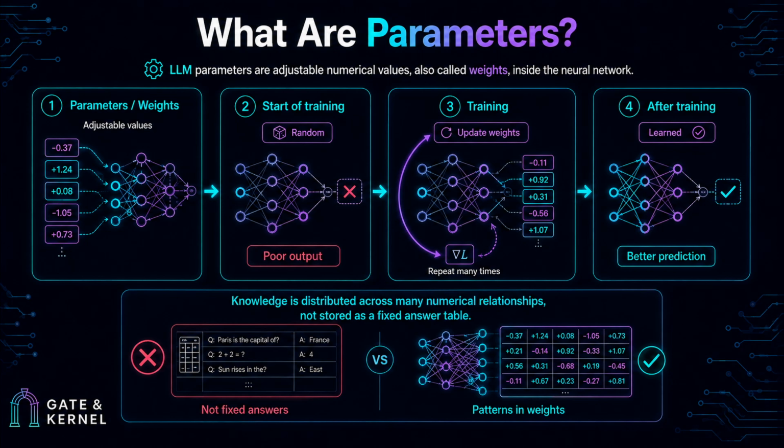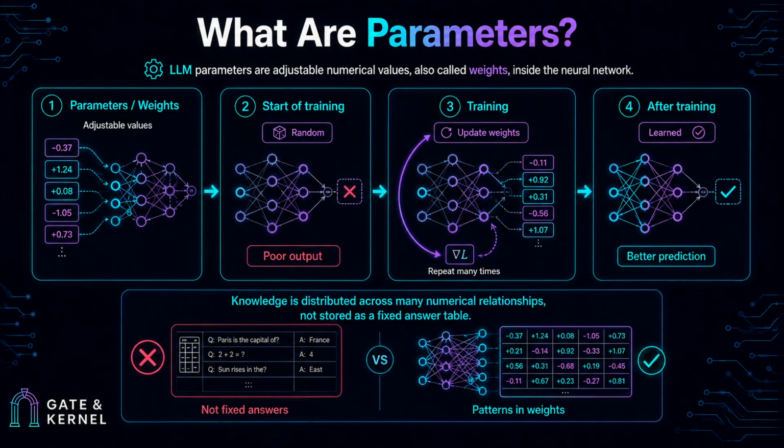During training, the system repeatedly adjusts the parameters so that the model becomes better at predicting text. If a prediction is poor, the training algorithm calculates the error and changes the model's parameters slightly. After this process is repeated many times, the model gradually becomes better at predicting language. The knowledge of the model is therefore distributed across many numerical relationships.